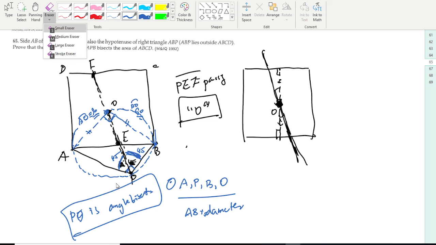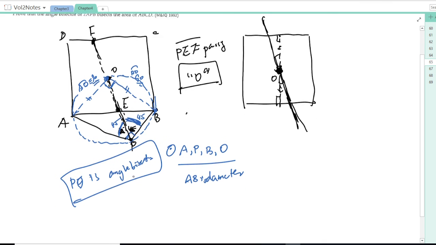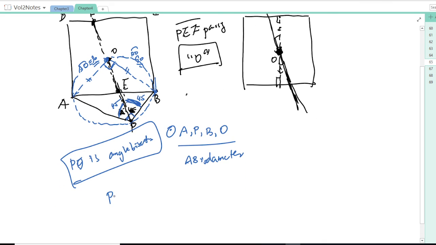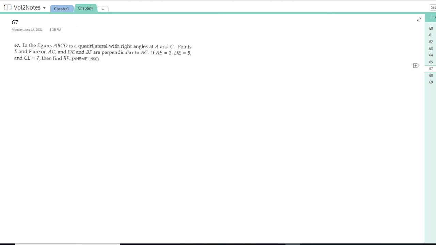Now conversely, we can see that PEF as an angle bisector is passing O. Once you know it's passing O, we know it's cutting the square into two equal area parts.